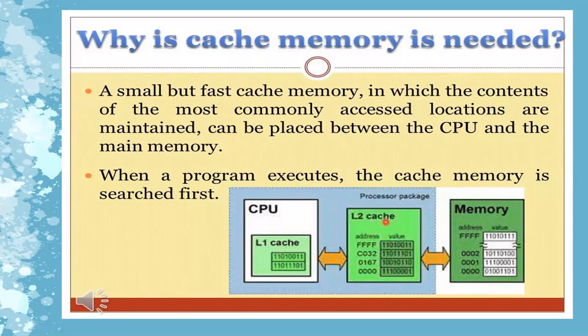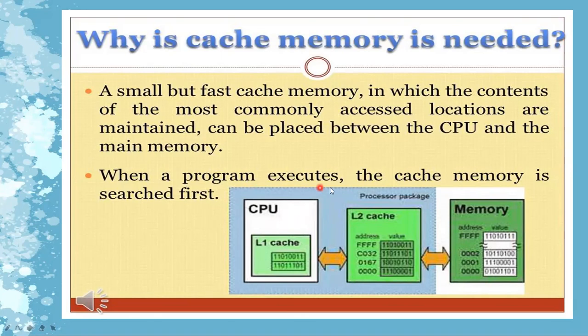Jo program frequently use hote hain, jo bar bar use hote hain, that is placed by the cache memory. Completely temporary memory hai, aapko frequent quick access deti hai, aapke jo particular jo software aap use kar rahe hote hain, jo bar bar use kar rahe hote hain, uske access deti hai, quick access deti hai, that is the cache memory, and it is placed between the CPU and the main memory.